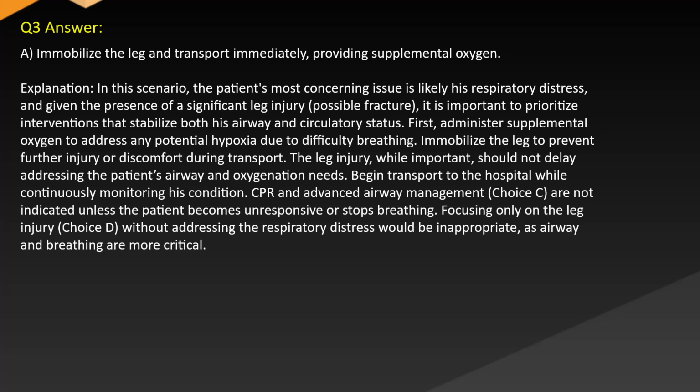The leg injury, while important, should not delay addressing the patient's airway and oxygenation needs. Begin transport to the hospital while continuously monitoring his condition. CPR and advanced airway management, choice C, are not indicated unless the patient becomes unresponsive or stops breathing. Focusing only on the leg injury, choice D, while ignoring the respiratory distress would be inappropriate, as airway and breathing are more critical.